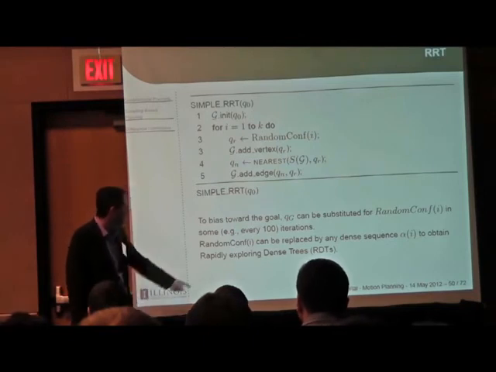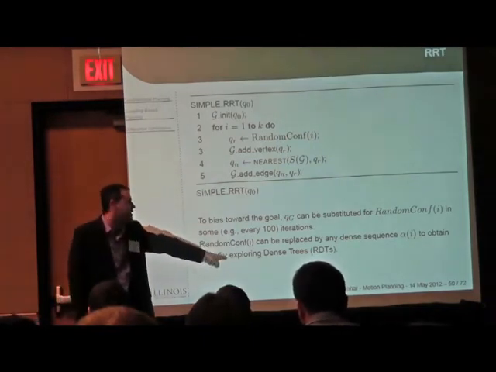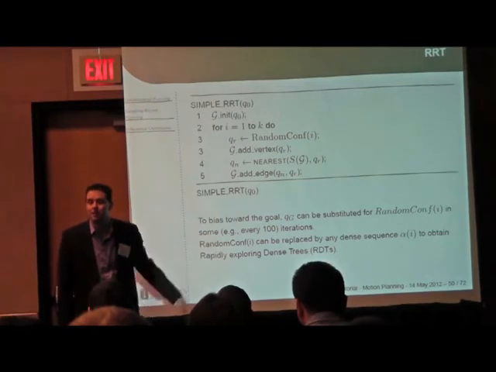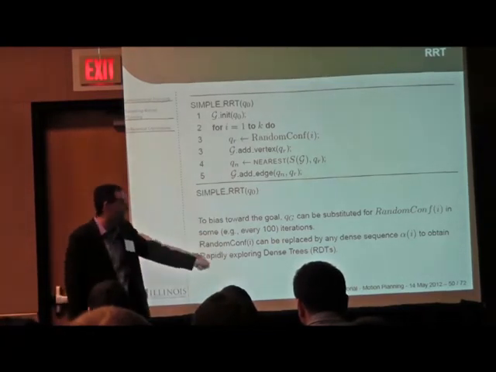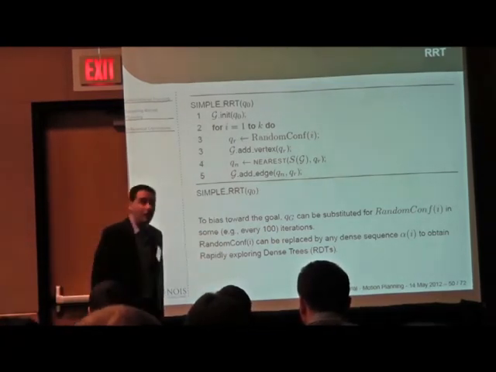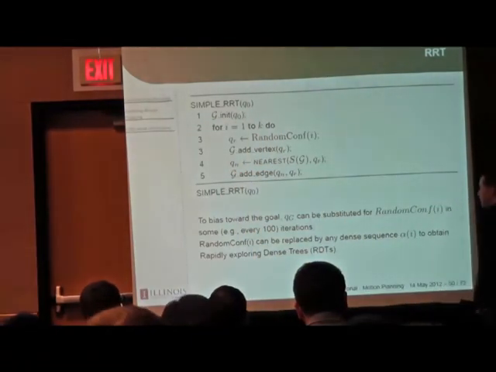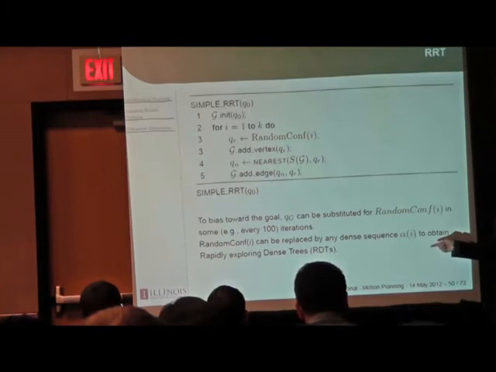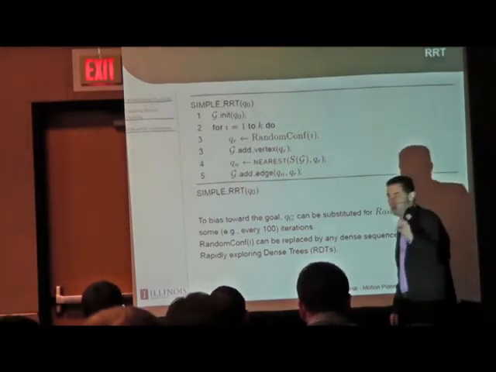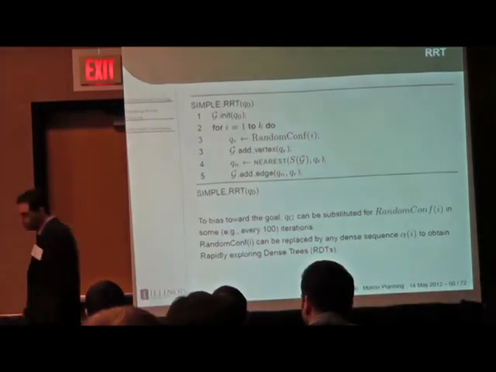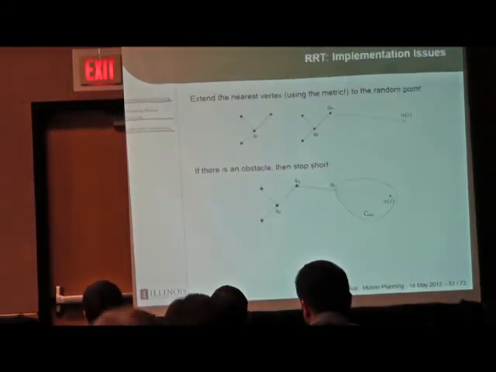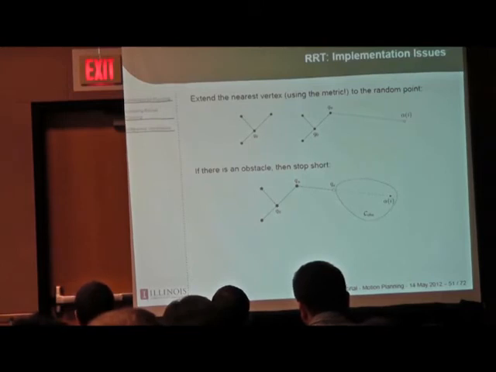Another thing you can do is you can replace the random configuration here with any dense sequence. I don't care. So it can be deterministic. That'll make rapidly exploring dense trees, which could be random or not. And if you use the deterministic version, then you also can get resolution completeness, right? You can also say, okay, I know that with certainty, I've covered the space down to some level of resolution. So that's very nice. A little bit on implementation issues on RRTs.